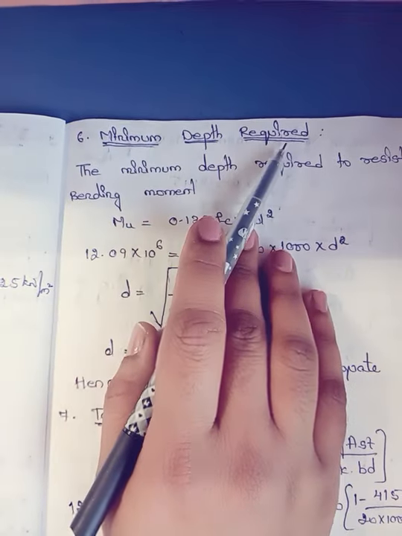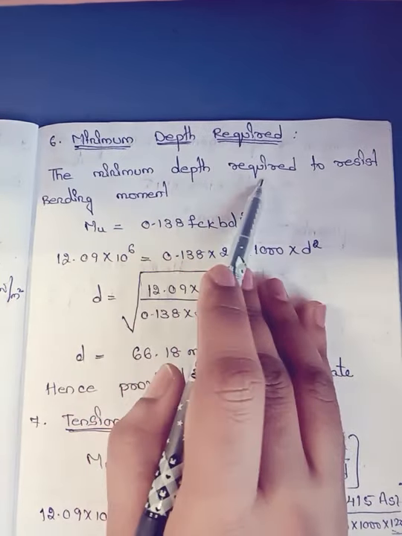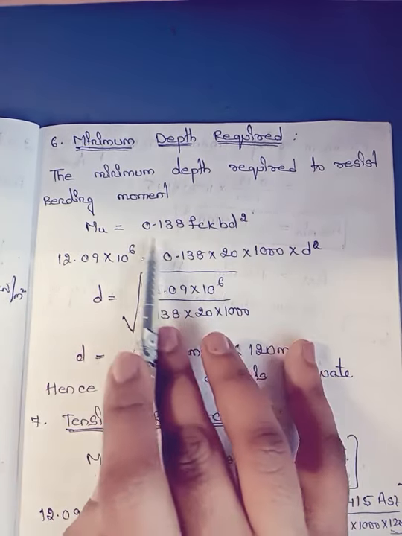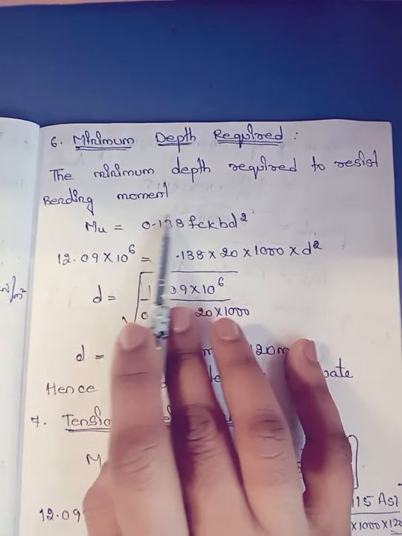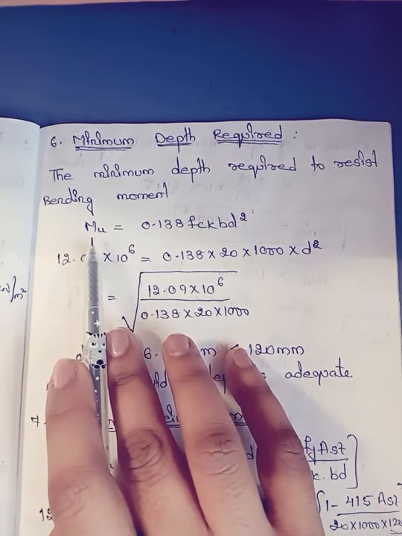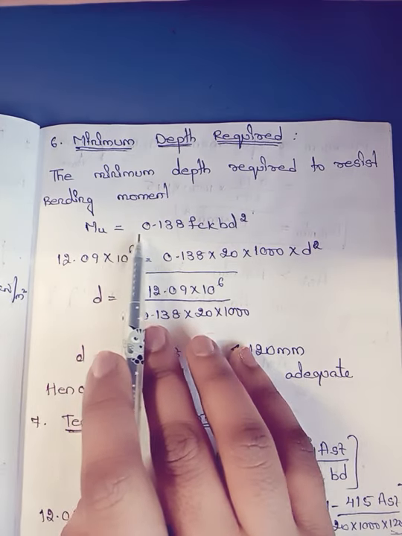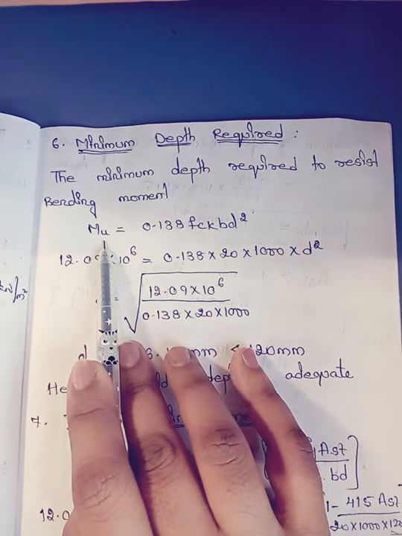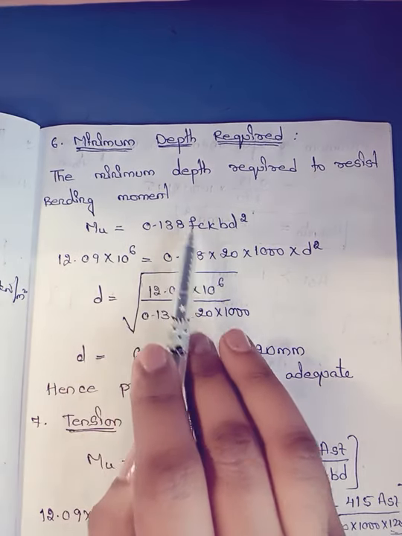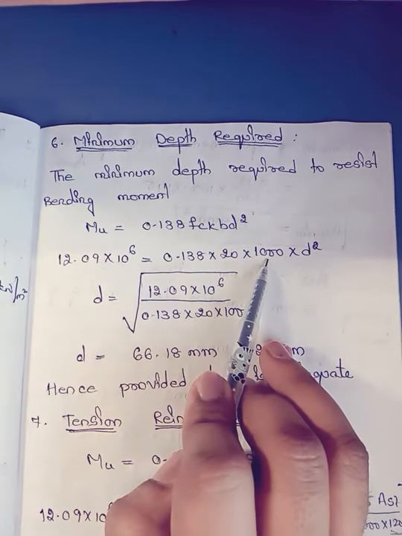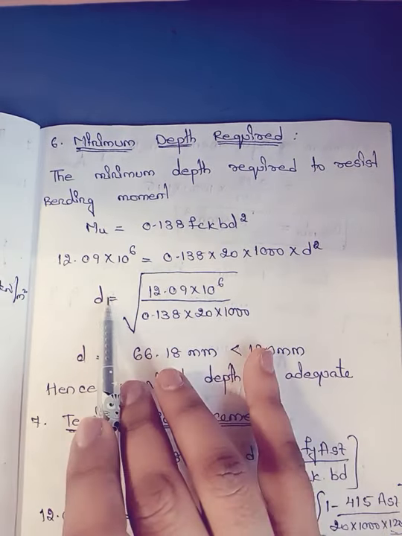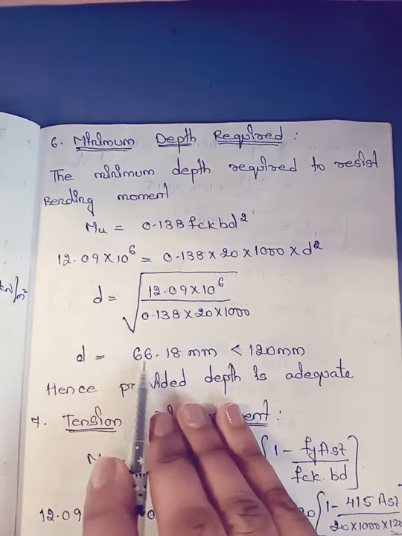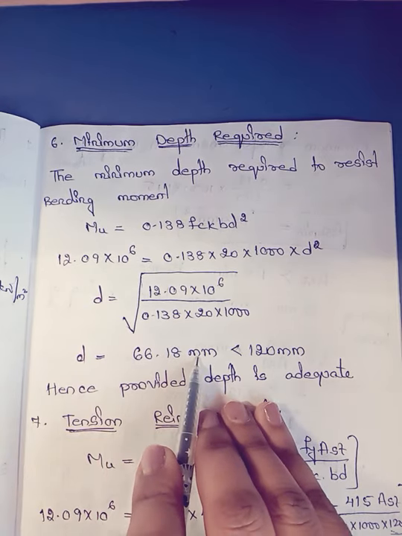The minimum depth required to resist the bending moment: Mu is equal to 0.138 fck bd square. This 0.138 is for Fe415. Here in the question he has given HYSD bars, which is Fe415. You have calculated Mu in the previous step, so substitute that value, and 0.138 into fck, you know it is 20. B we have taken as 1000 into d square. Substitute all the values; the only unknown value is d. So find that out. d is equal to 66.18 mm.